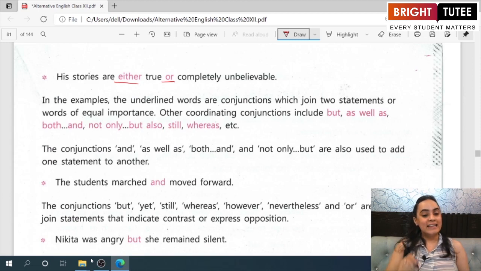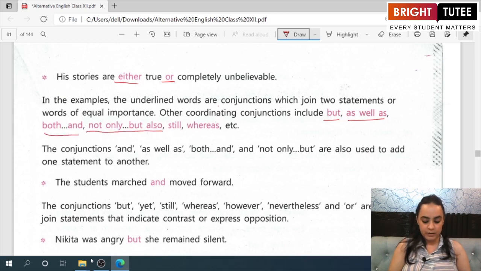Now, in the examples that we have just studied above, conjunctions join two sentences or words which are equally important, right? That is why we have been able to connect them. We have been able to join them. Other coordinating conjunctions that are used to join two sentences or words or phrases of equal importance are but, as well as, both and, not only but also, still and whereas.